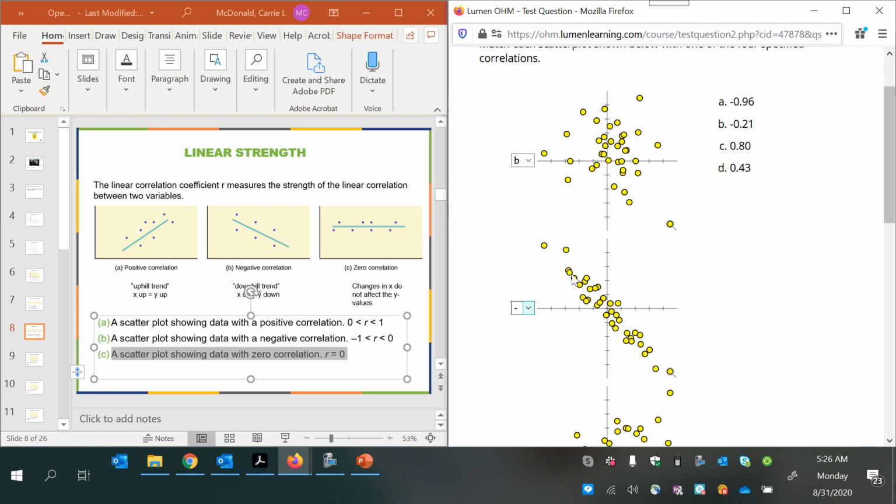The next one has a very strong looking pattern to it, downhill from left to right. So I'm looking for something that has a value that's very close to -1. So that would be A.